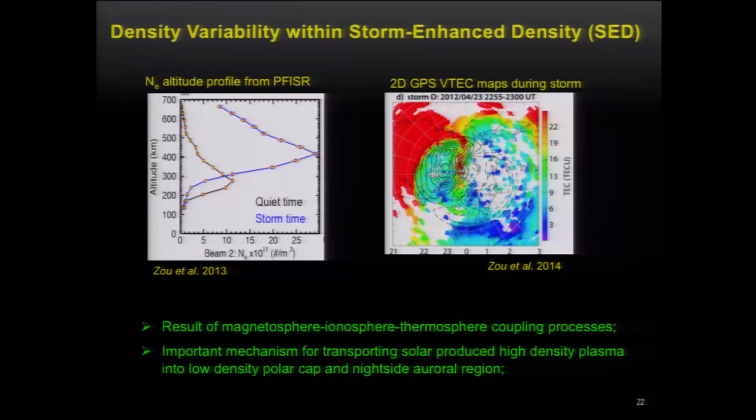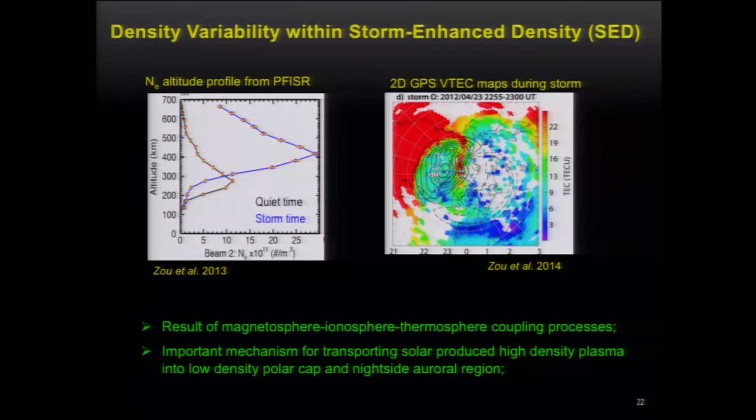Here is one of the examples, the SEDs and the plume extending across the polar cap region. If you have an incoherent scatter radar measuring the densities underneath one of those red areas, you can see that during storm time, that's the blue curve, the F region peak height and the peak density, including the topside, increased significantly.